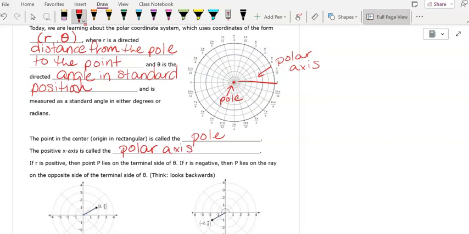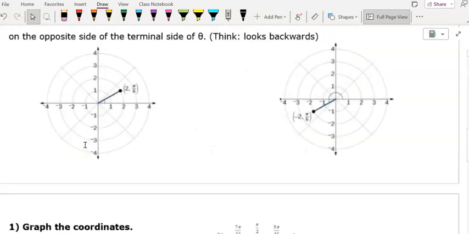And that's like whenever we were doing things on our unit circle. We started from that positive x and we would go counterclockwise around. For polars, we're going to do the exact same thing. It says that if r is positive, then the point P lies on the terminal side of theta. If r is negative, then P lies on the opposite side of the terminal side. What in the world does that even mean?